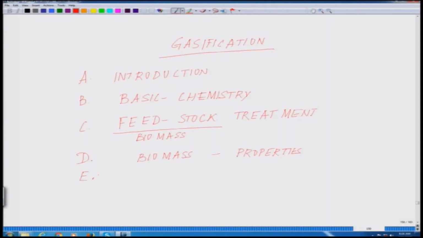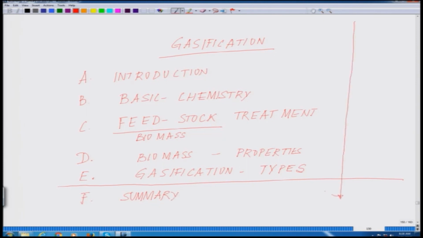Next, we will talk about the gasification types, the different methods by which gasification is done. Under gasification types, the basic chemistry will be the same, but we will talk about different designs of gasifiers. And then, in conclusion, after these 5 aspects, we will do a summary of the whole thing, what we have covered here. Okay. So, this is the blueprint, or the part of the notes, that we will be following today.